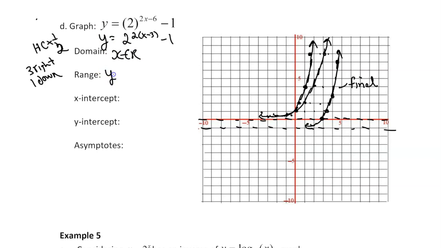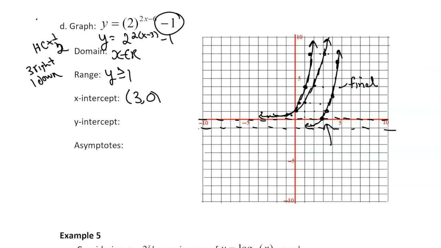The range is limited to whatever this y value is back here. So as long as there's no reflection over the x-axis, it's just going to be greater than whatever that value is. And if there was a reflection over the x-axis, then it'd be everything below there. In terms of the x-intercepts, you can actually see it. It's at 3.